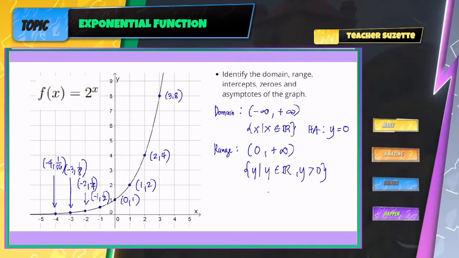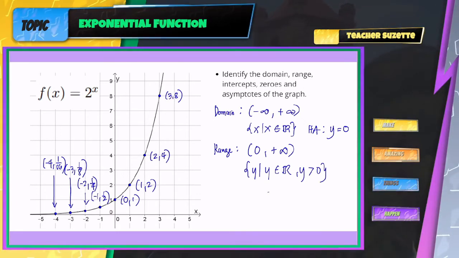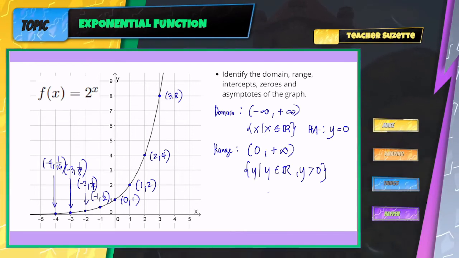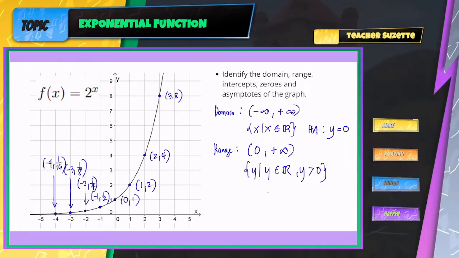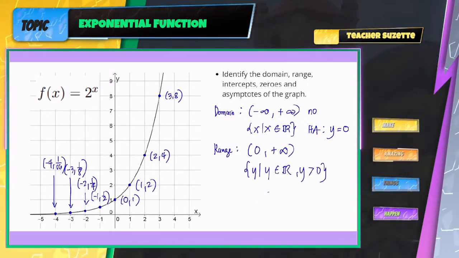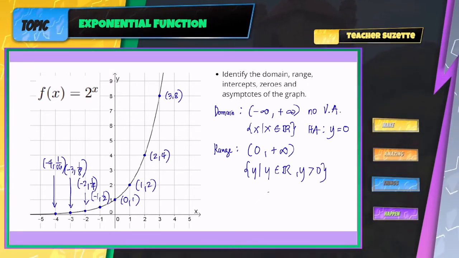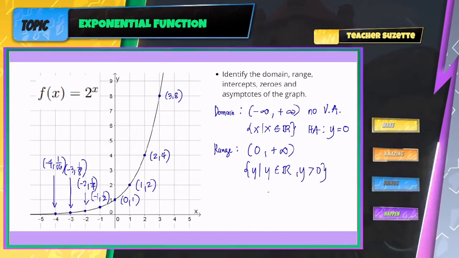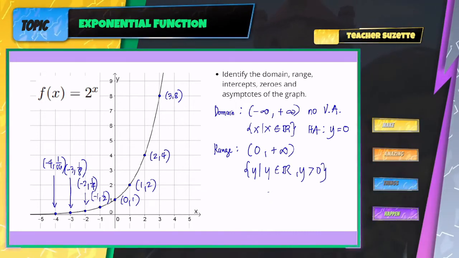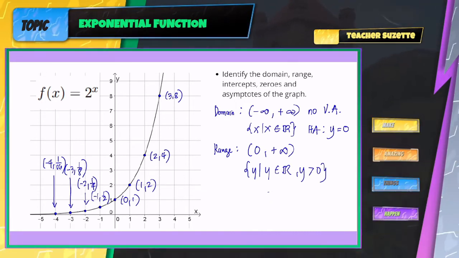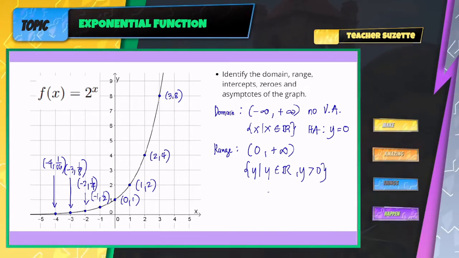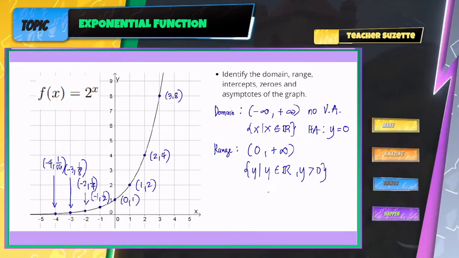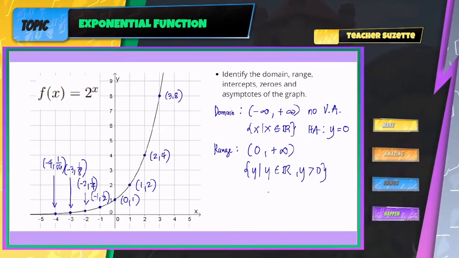So, aside from identifying the domain, range, and the horizontal asymptote of our graph, we can also conclude from the graph that there is no vertical asymptote. So, ayan po, dahil nga po ang ating domain are negative infinity and positive infinity, so therefore, definitely, we don't have a boundary and we don't have our vertical asymptote.